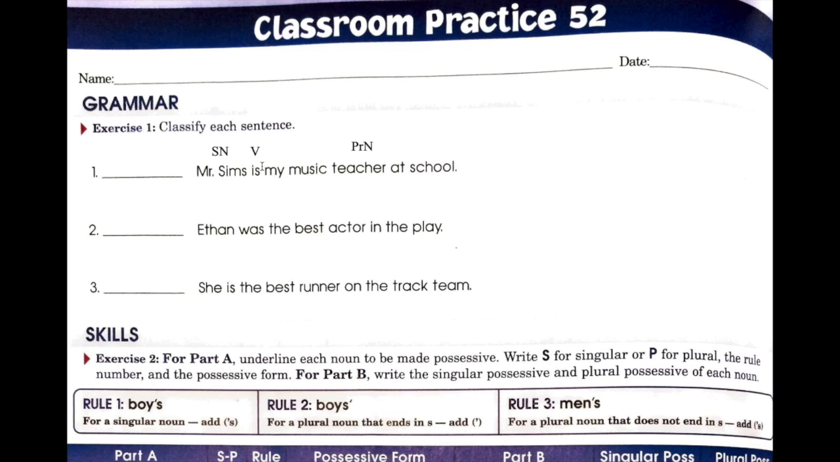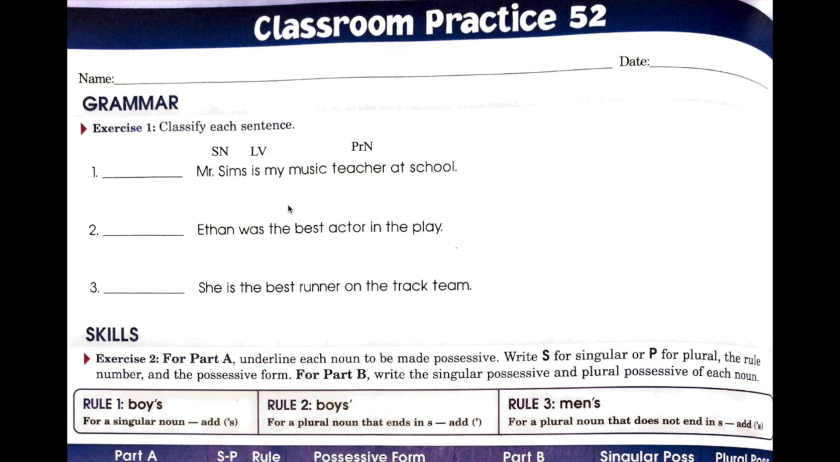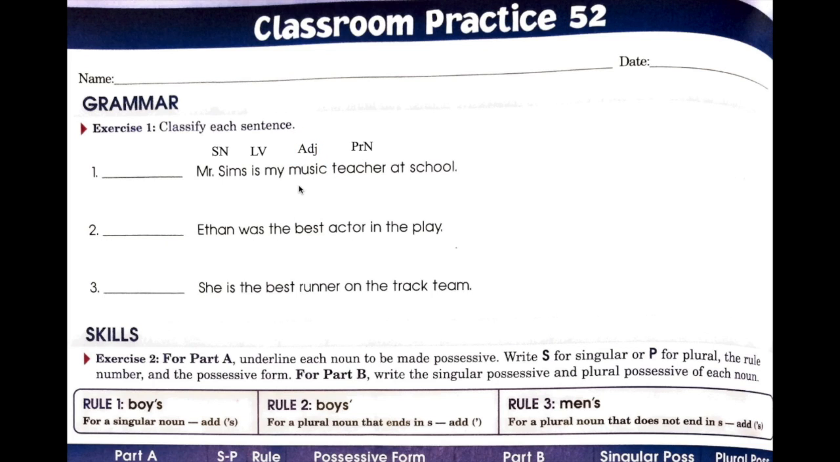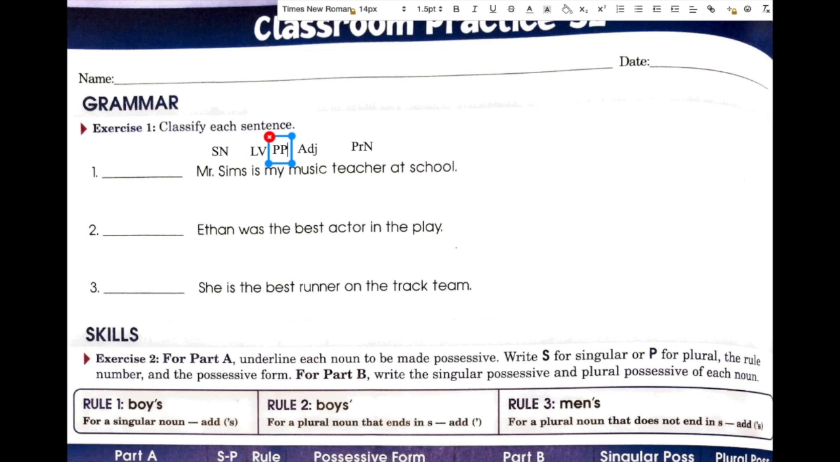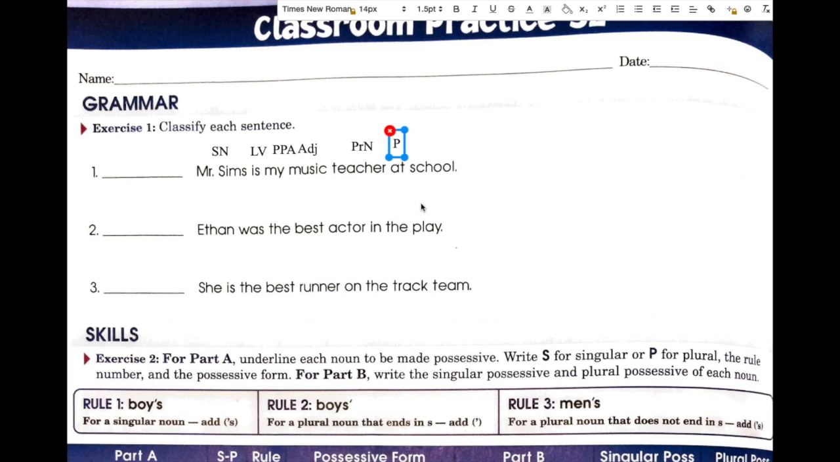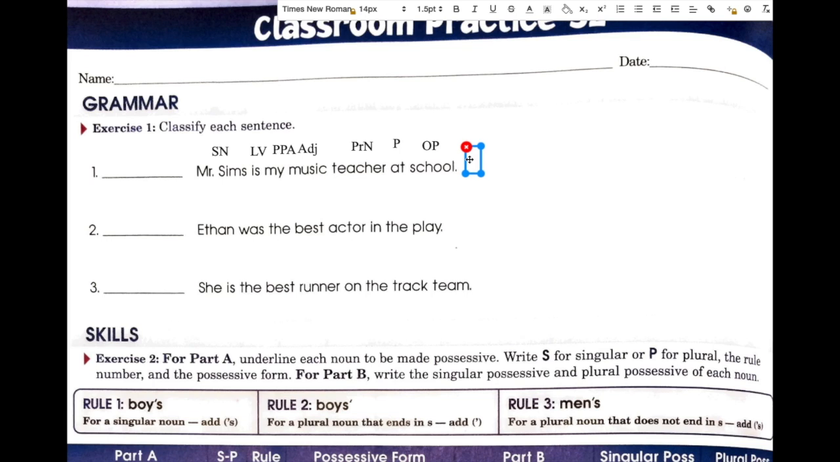That means that is a linking verb, LV. What kind of teacher? Music teacher, adjective. Whose music teacher? My music teacher. Possessive pronoun, adjective, PPA. At is always a preposition. At what school? Object of the preposition. Period statement, declarative sentence.